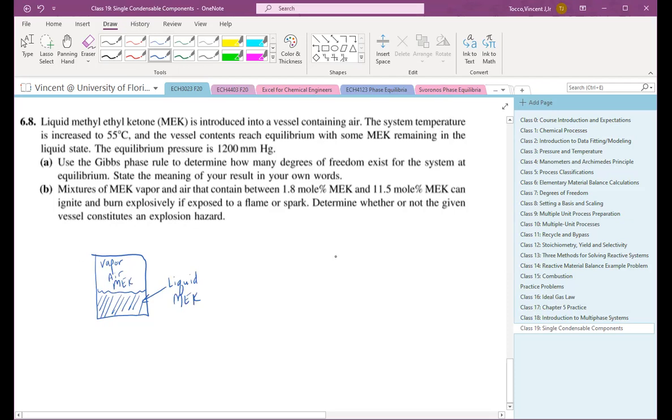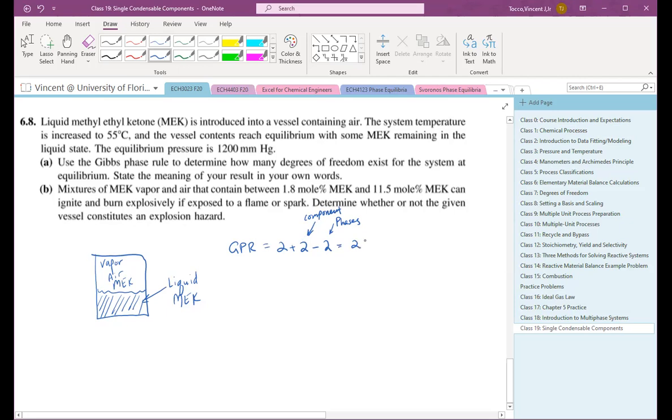Air cannot condense. So by Gibbs phase rule, I have 2 plus 2 minus 2. The 2 are for components, air and methylethyl ketone. This 2 is for phases, liquid and vapor. Once again, components are air and methylethyl ketone. Even though air is not condensable, it still counts as a component, by the way. Phases is vapor and liquid.